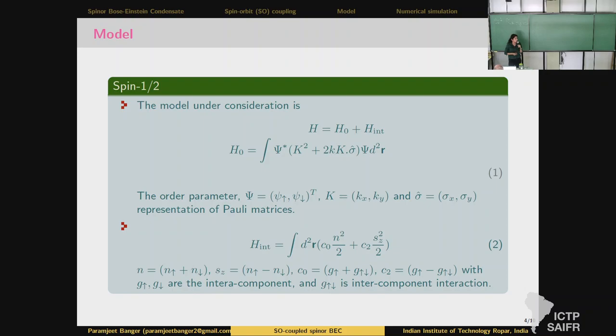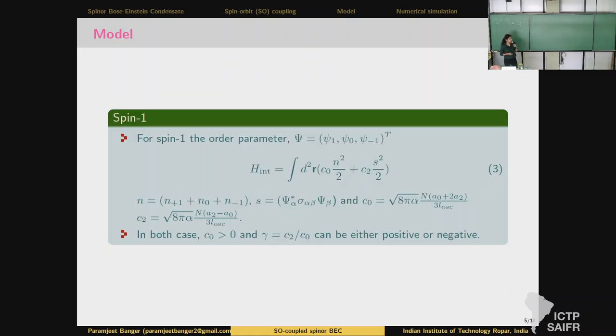For a spin half system, there would be two components, and the order parameter can be written as a column vector for spin up and spin down. This term corresponds to the kinetic energy, these terms correspond to the spin orbit coupling, and these two show the interaction between the two components, C0 and C2. These are basically linear combinations of the up and down densities. There would be intercomponent interaction and intracomponent interaction.